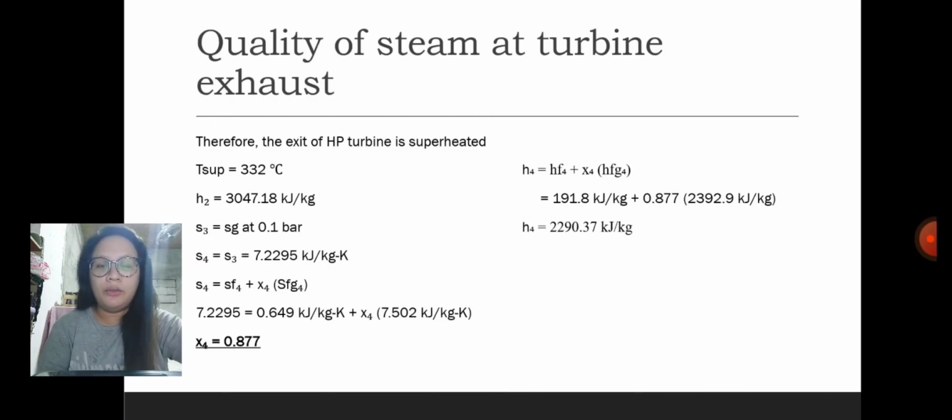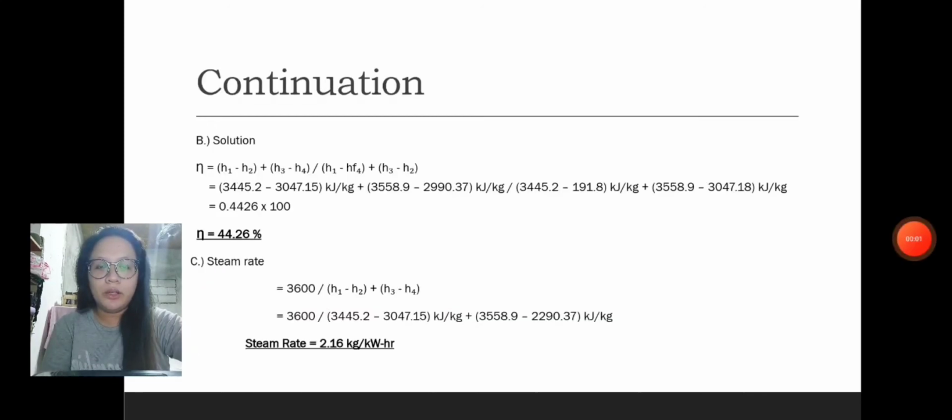Now that we found the value of X4, we can now find the value of H4. H4 is equal to HF4 plus X4 multiplied by HFG4. Therefore, it is equal to 191.8 kilojoule per kilogram plus 0.877 multiplied by 2392.9 kilojoule per kilogram. Therefore, H4 is equal to 2290.37 kilojoule per kilogram.